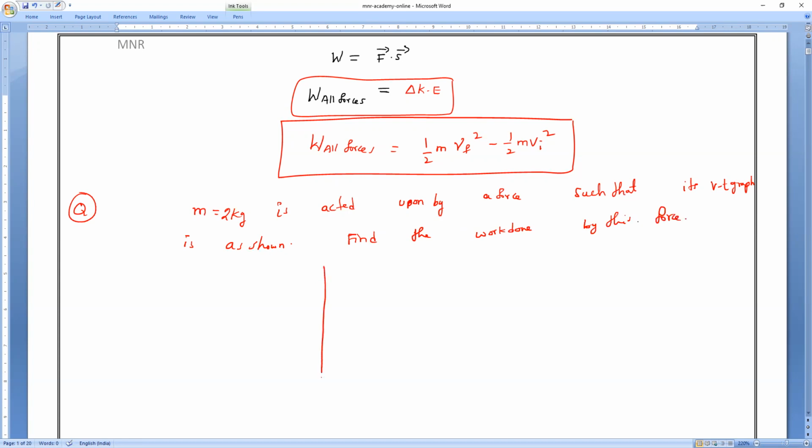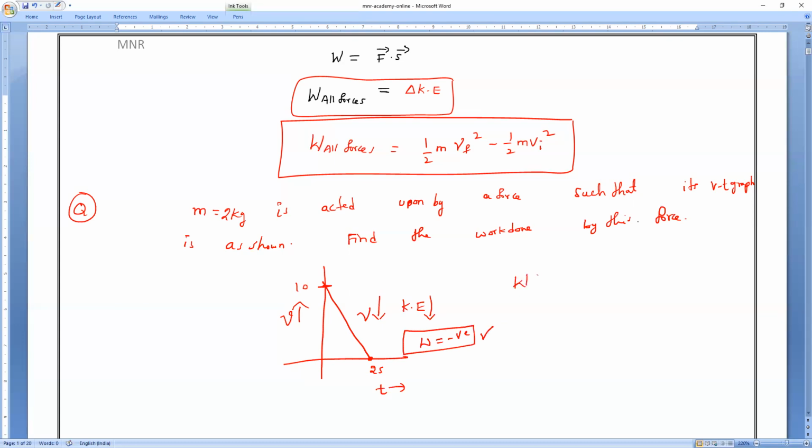The graph shows decreasing velocity. After 2 seconds, initial velocity is 10 and final velocity becomes what, everybody? After 2 seconds, final velocity becomes 0. So velocity decreases, kinetic energy also decreases. If kinetic energy decreases, is work done negative or positive? Work done will be negative.